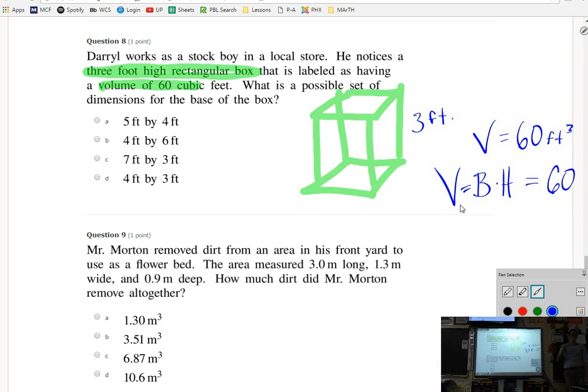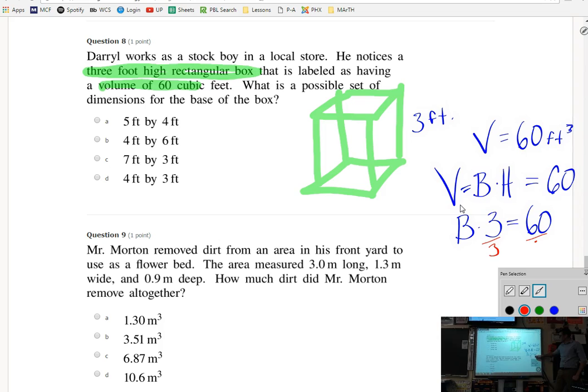We also know one other key piece here. The height, which is? So what we really have is big B times 3 equals 60. How do I use my inverse operations to isolate that big B, Casey? We can divide both sides.